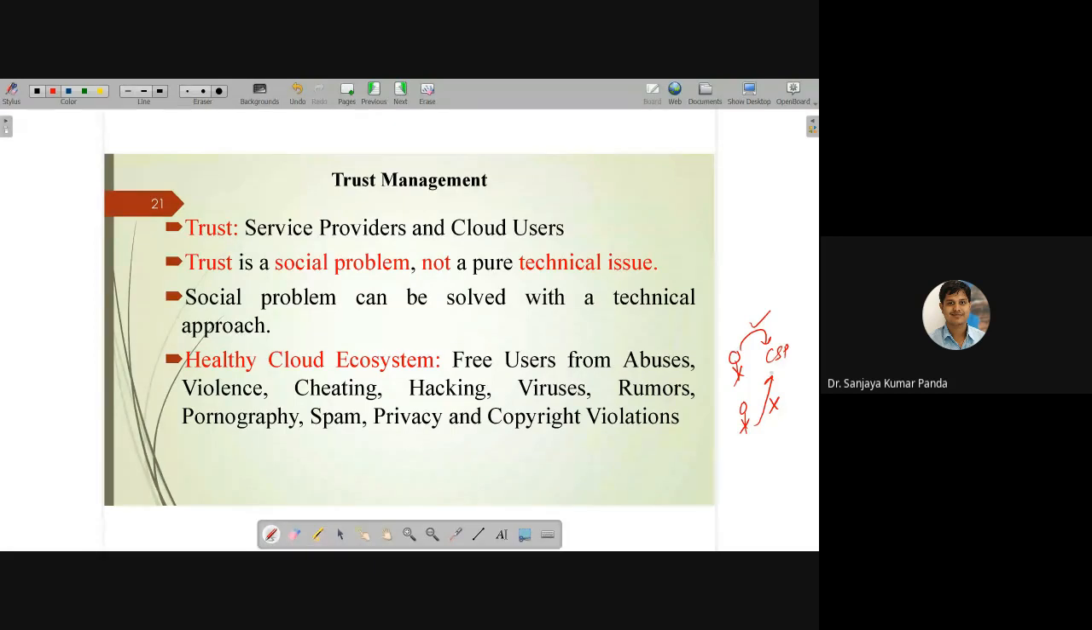If a user is not satisfied, then the CSP needs to address that particular query. If there is some problem, the CSP can provide some kind of discount, or provide a solution to that particular problem, so that we can build trust in that particular cloud service provider. So we also need a healthy cloud ecosystem. A healthy cloud ecosystem should be free from various abuses or violence, cheating, hacking, viruses, rumors, pornography, spam, privacy and copyright violations. These all need to be avoided, right? If it is free, then definitely trust is going to be built on a particular cloud service provider.